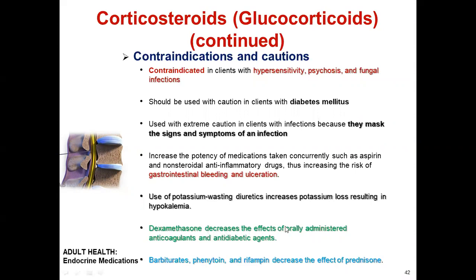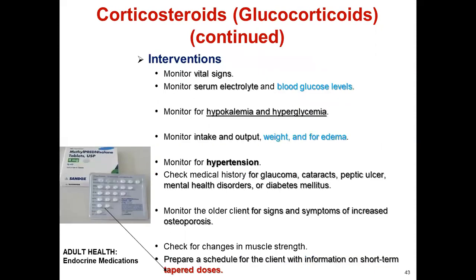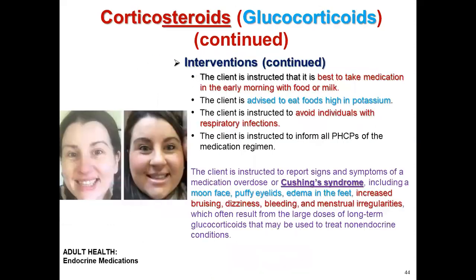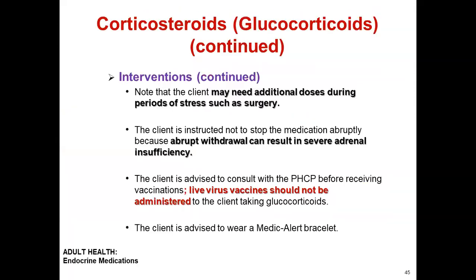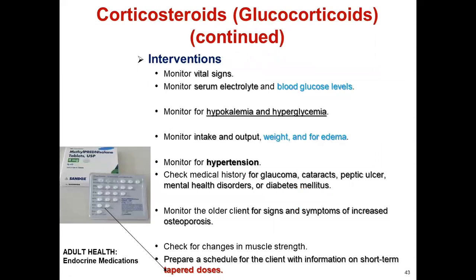Dexamethasone decreases the effect of oral anticoagulants or anti-diabetic agents. Barbiturates, anti-seizure medication phenytoin, or the anti-TB drug rifampin decrease the effect of prednisolone. So now I'm going to talk about the interventions. Nursing implications are super important, or nursing care.